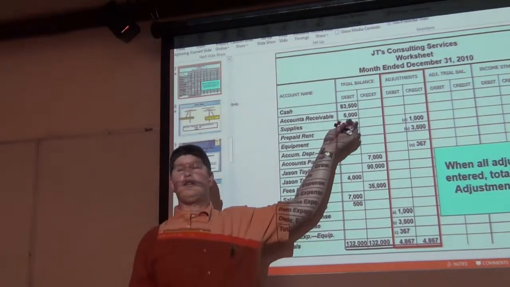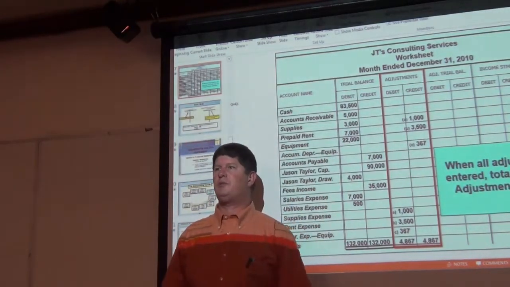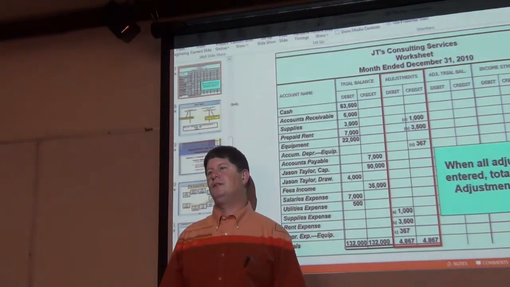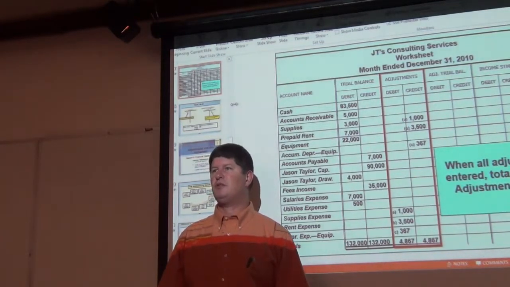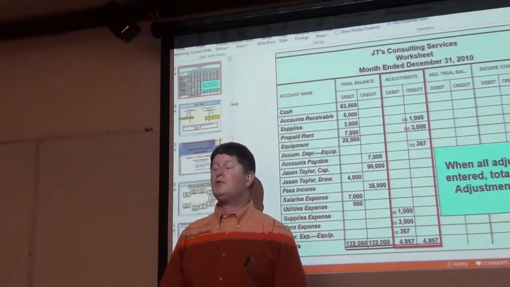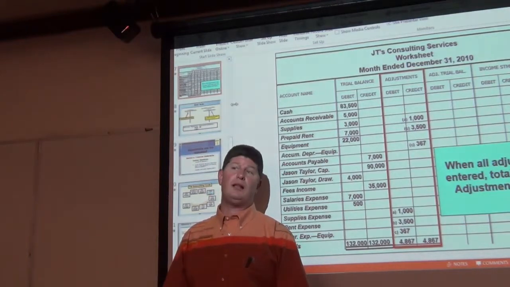If it's an immaterial amount, say you use up $50 worth of supplies a month, does it matter? No. If you're a $100,000 a year in sales size business and you're using $5,000 in supplies a month, it matters. So there's that element of materiality as well.